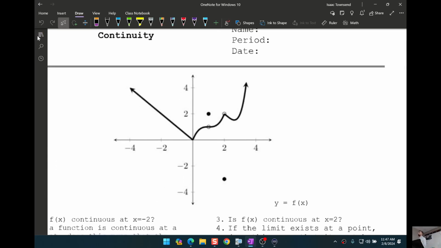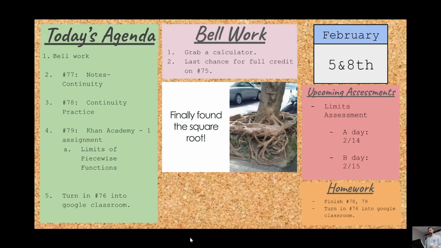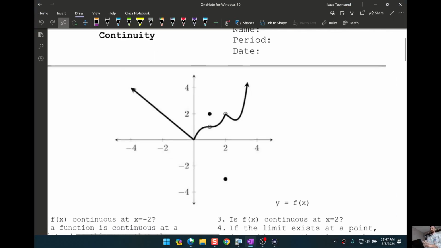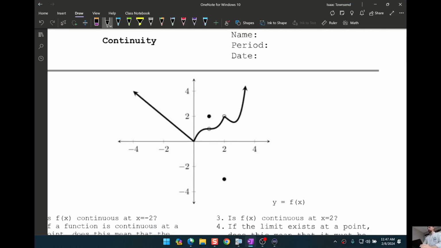All right. So, what is this, 77? Okay, so this is the one that is 77. This is where we talk about what it means to be continuous and a couple of different types of being discontinuous or not continuous.